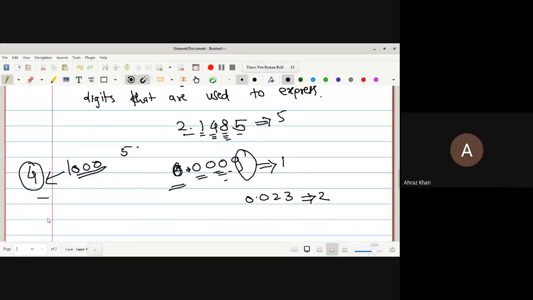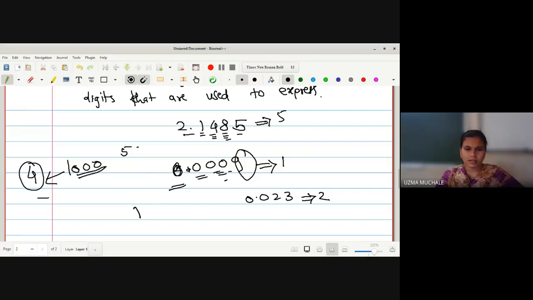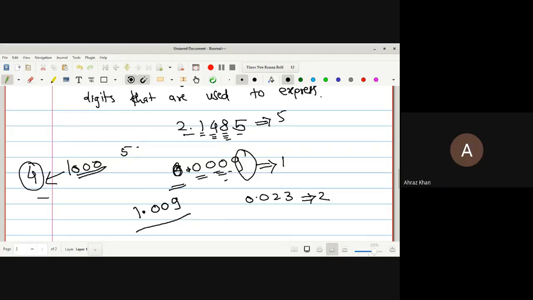Ma'am, after the decimal point, if the 0 comes and then the digit comes, then 0 is not counted as a significant digit. Yes. But if it comes before the decimal, then it is counted.